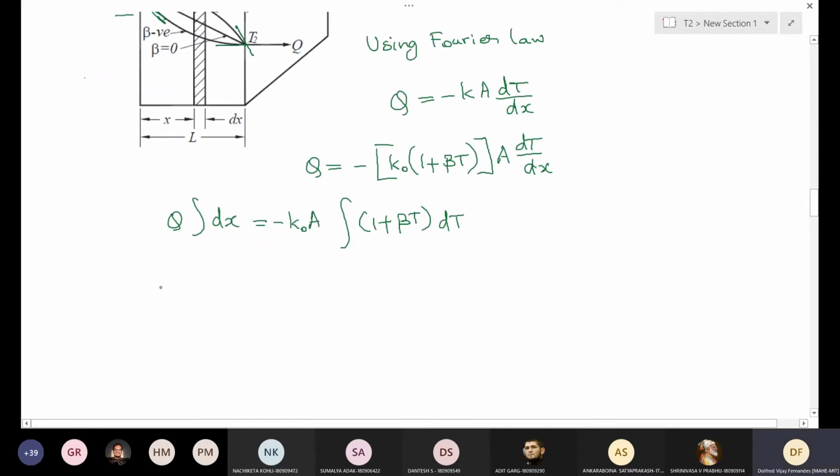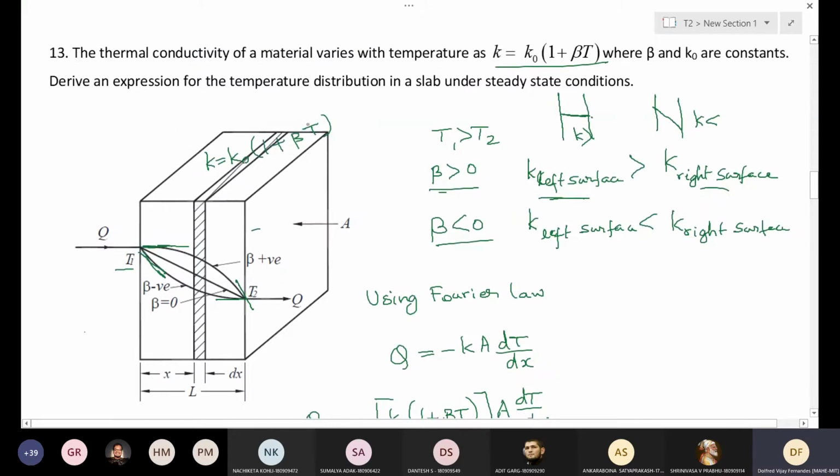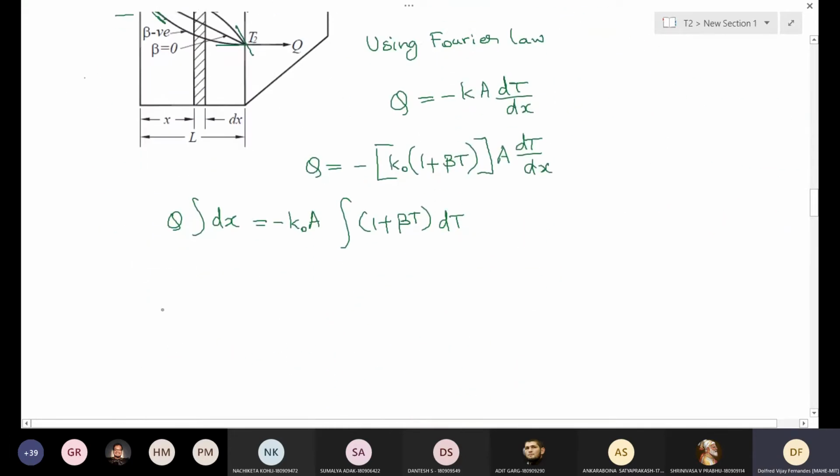But first, we have to calculate the temperature distribution. So let's just take the indefinite integral. Then we can write this as Q into x equals minus K0 A, and integrate this function 1 plus beta T into dT: T plus beta T squared by 2, plus the integration constant.